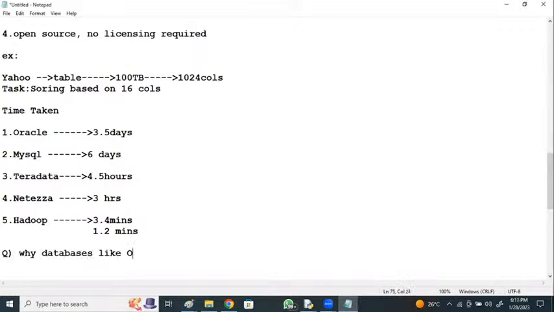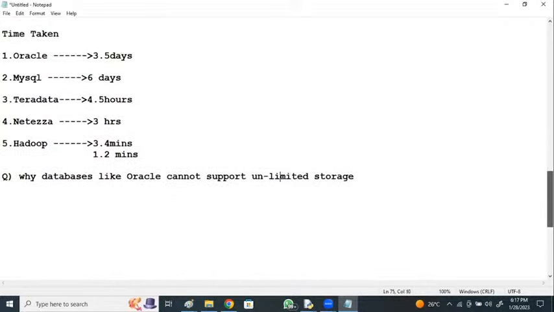Databases like Oracle cannot support unlimited storage, right? Why can databases like Oracle not support unlimited storage? Why only Hadoop can?